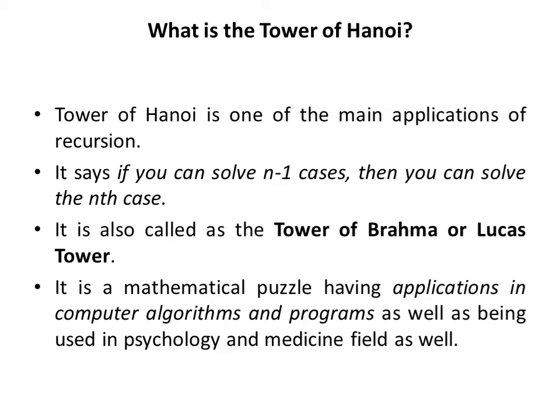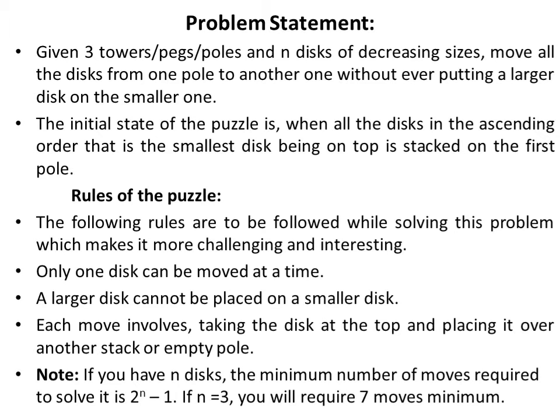Earlier I told you that it is a mathematical puzzle. Here you can see the problem statement. Given three towers, pegs or poles, and n disks of decreasing sizes, move all the disks from one pole to another without ever putting a larger disk on a smaller one. The initial state of the puzzle is that the disks are in ascending order, with the smallest disk on the top, stacked on the first pole.